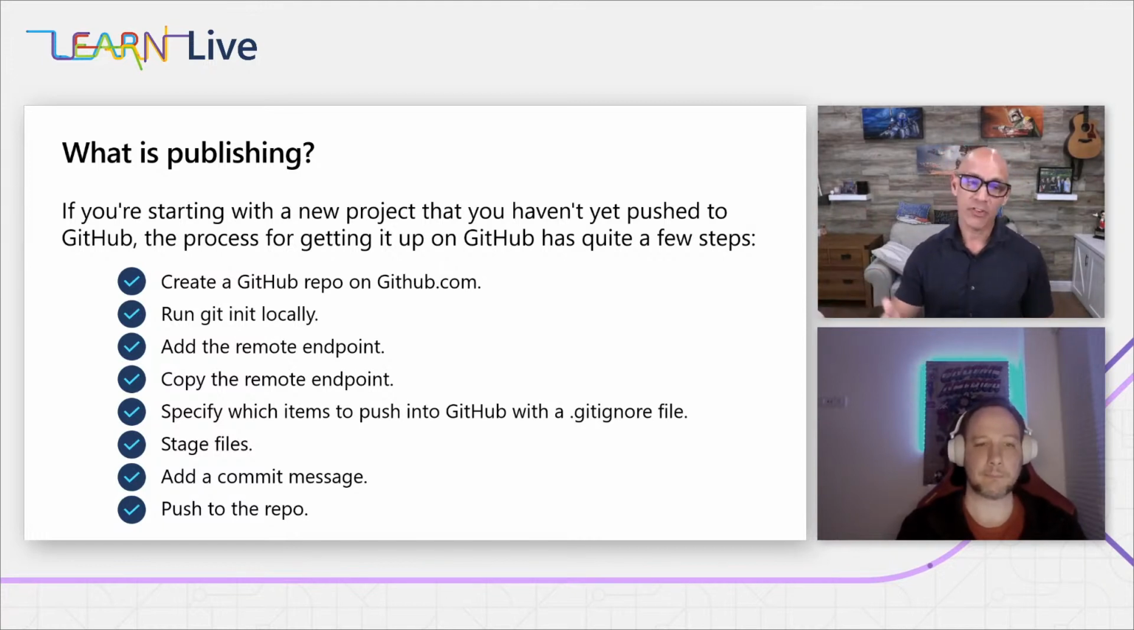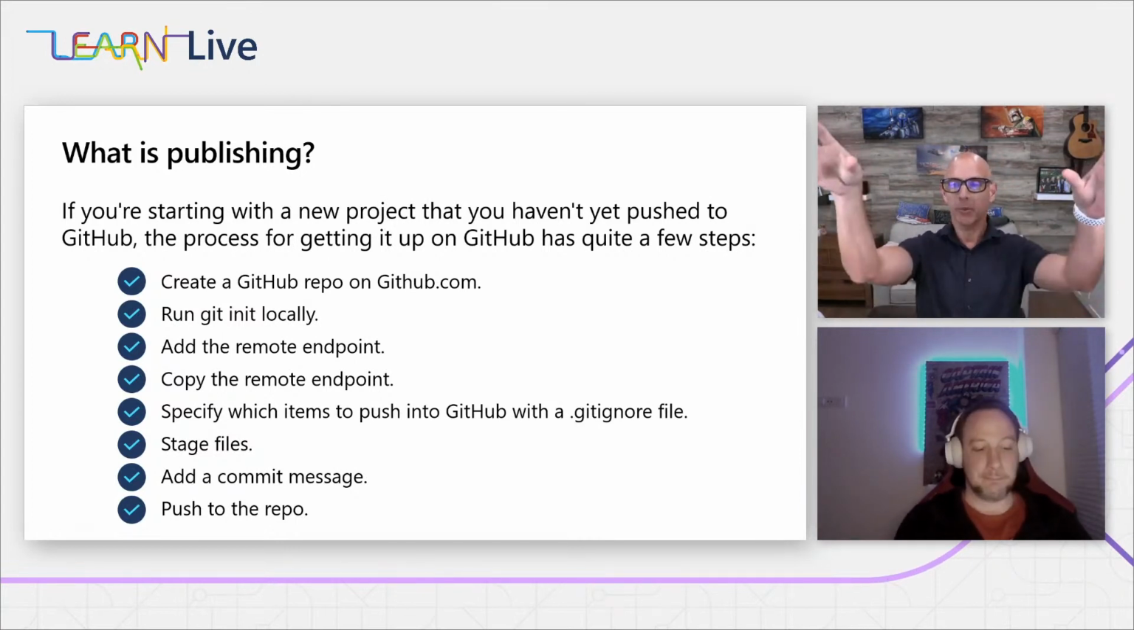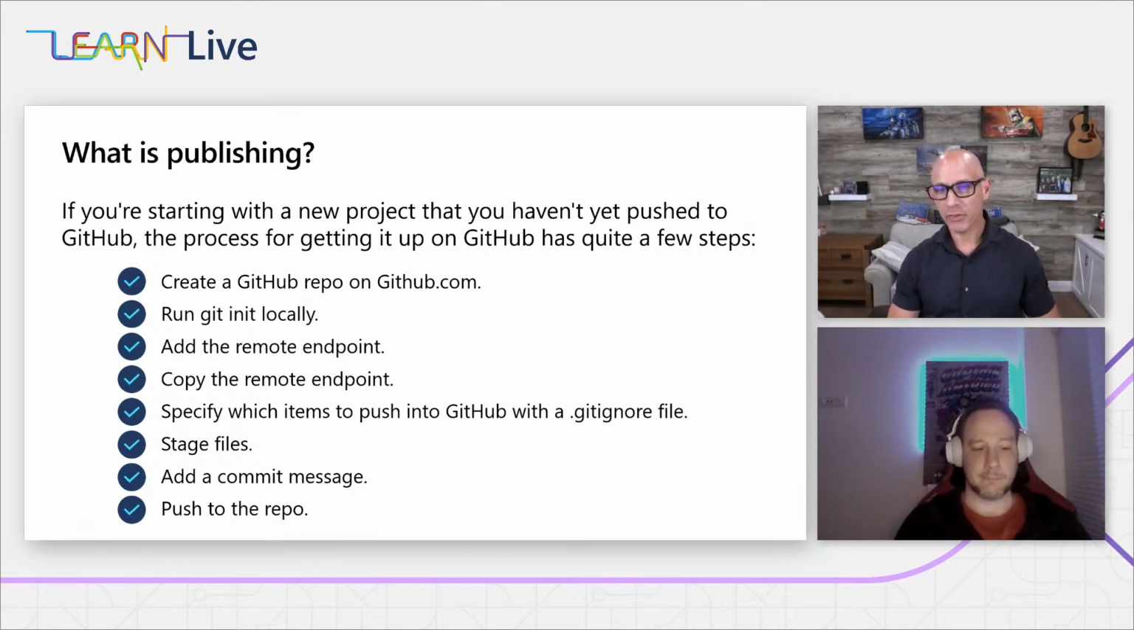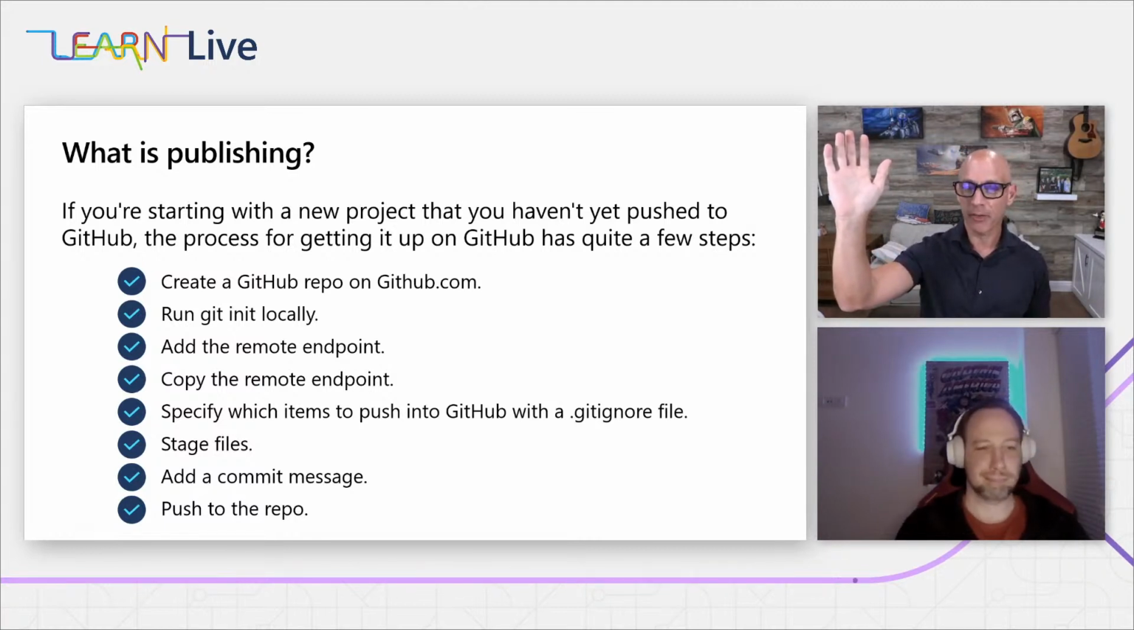After that, then I have to stage my files, which is just a fancy way of saying identify the files that you want to push up. And then we add a commit message. Why? Because we're going to be committing, basically means commit it up to GitHub. So we have to add a message for what we were doing with this set of changes for these files. And then finally, we actually push it from our machine up to the repository in the browser.